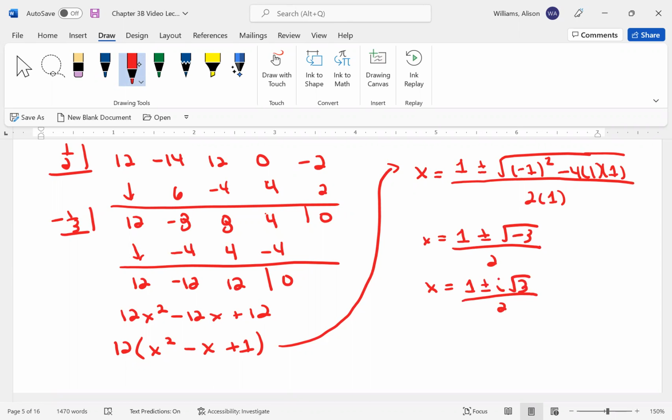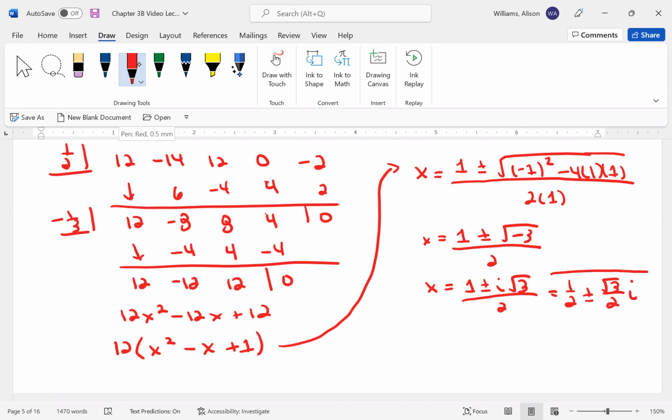So we'll break it up as 2 fractions. That's 1/2 plus or minus. And now I'm going to put radical 3 over 2, with the i behind it. I'm going to write it like that with the i behind it. Okay. And there would be our complex numbers. Now, they asked us to find all the real and complex zeros. So these would be the complex zeros.